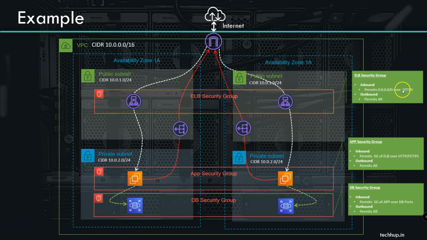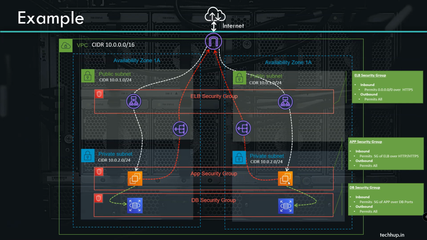You are only allowing HTTPS connections into these elastic load balancers, and then the second level of filtering you are doing on the app security group, wherein you are only allowing HTTP and HTTPS traffic from the appliances that are associated with the ELB security group. So the appliances are these two application load balancers. So only HTTP and HTTPS traffic originating from these two appliances will be allowed to enter these two instances.